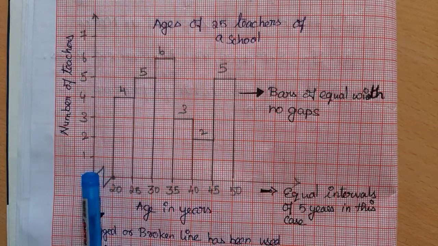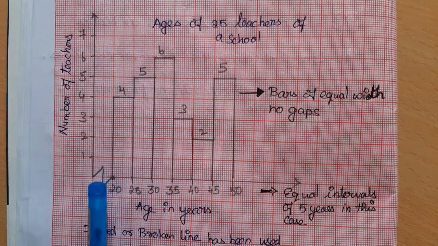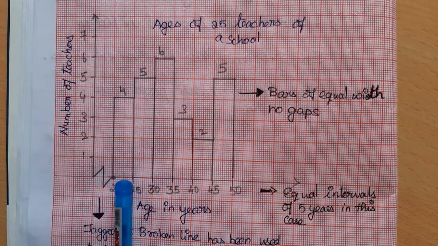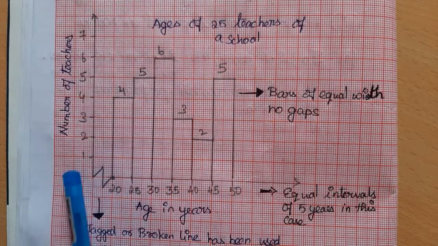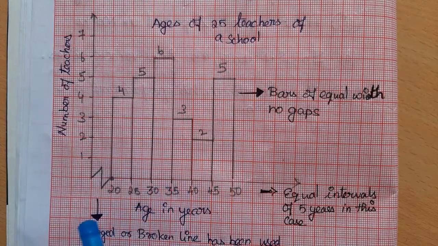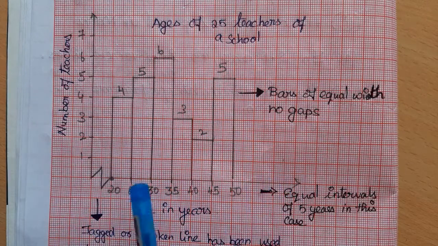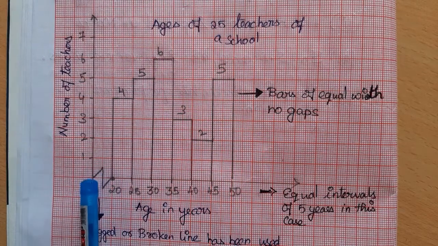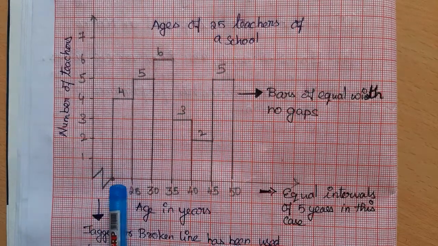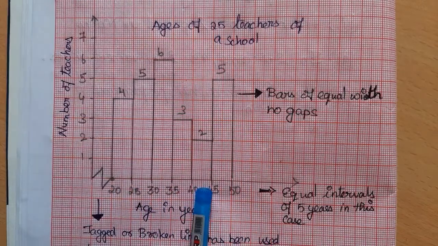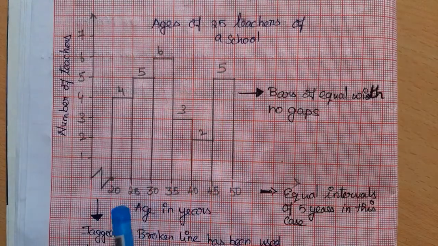So before there would be intervals like 0 to 5, 5 to 10, 10 to 15, 15 to 20, but there are no teachers in that age range, so we don't need to show that area as blank. We can just show a jagged line and start from the age where we have data.